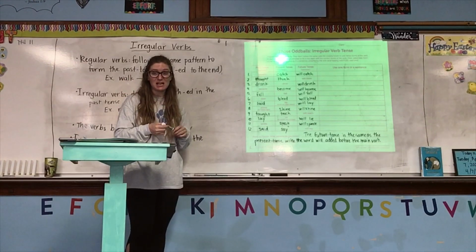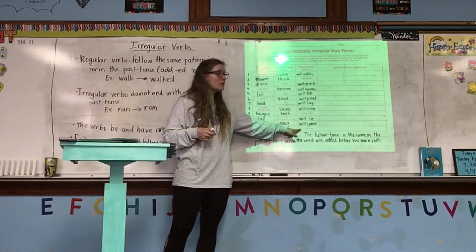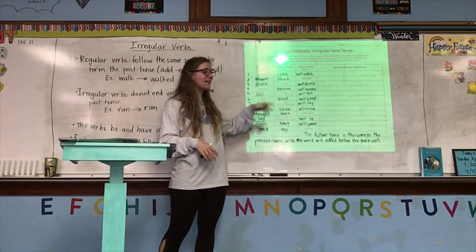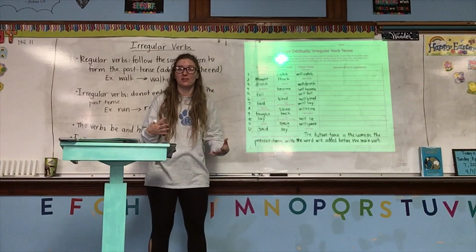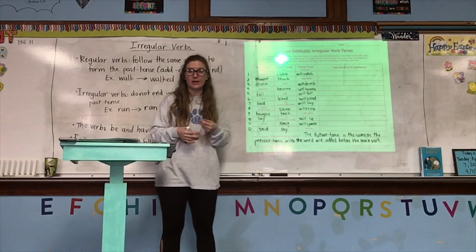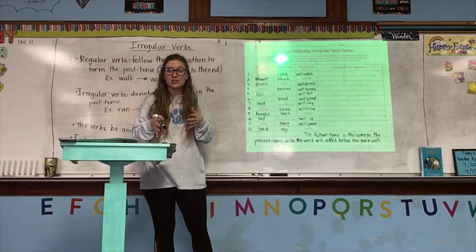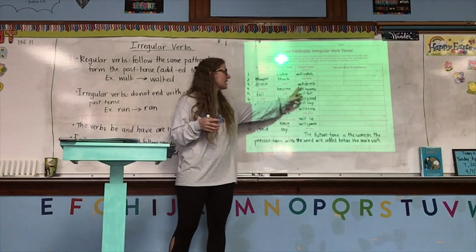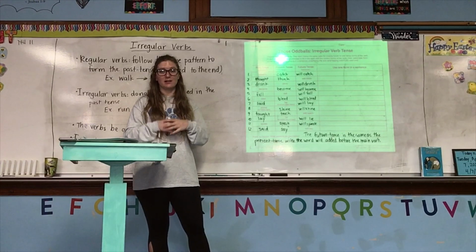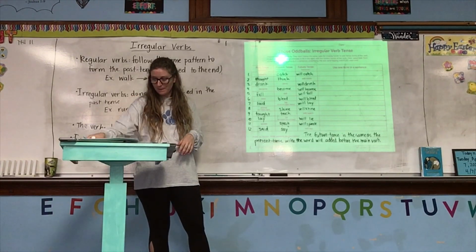We can also see that the future tense follows the same rule as regular verbs. We take in regular verbs and irregular verbs. For the future tense, we take the base verb and add the word will. They do not change their rules in the future tense. It's only the past tense that they become irregular and follow no rules.